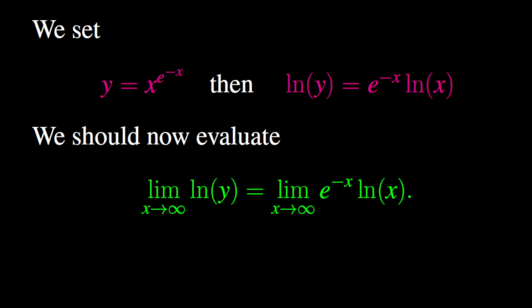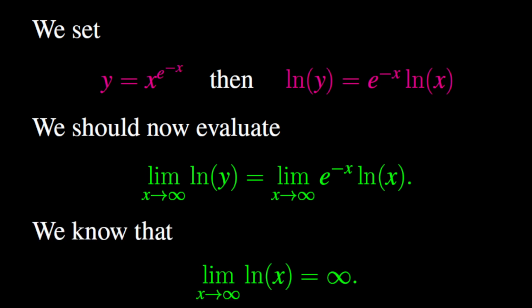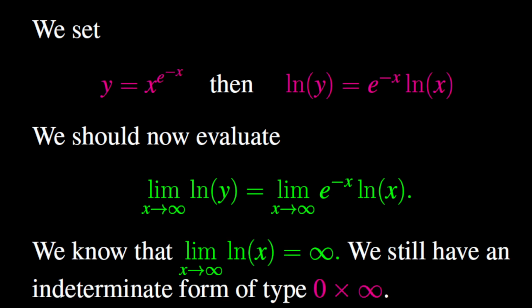The new problem we should study is the limit as x goes to infinity of logarithm of y, which is equal to the limit as x goes to infinity of exponential of negative x times logarithm of x. However, we know that the limit of log x as x goes to infinity is infinity. This is still an indeterminate form of the type 0 times infinity.